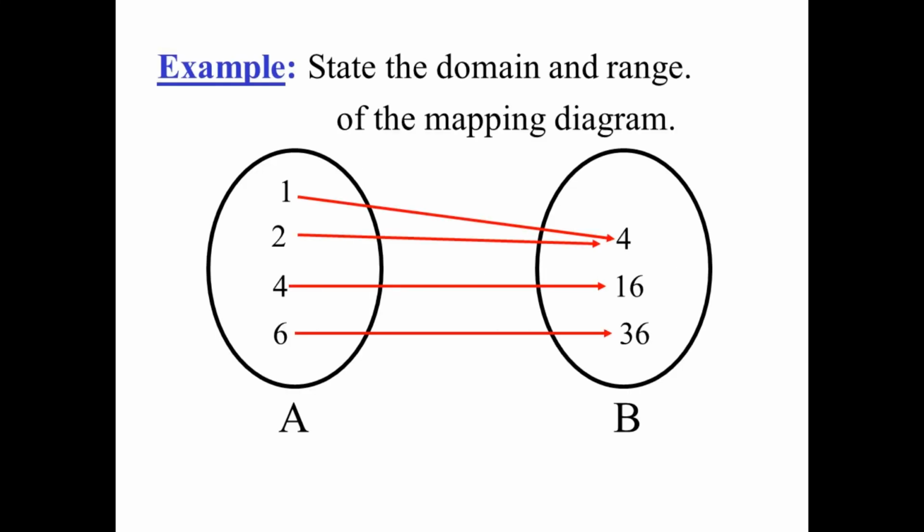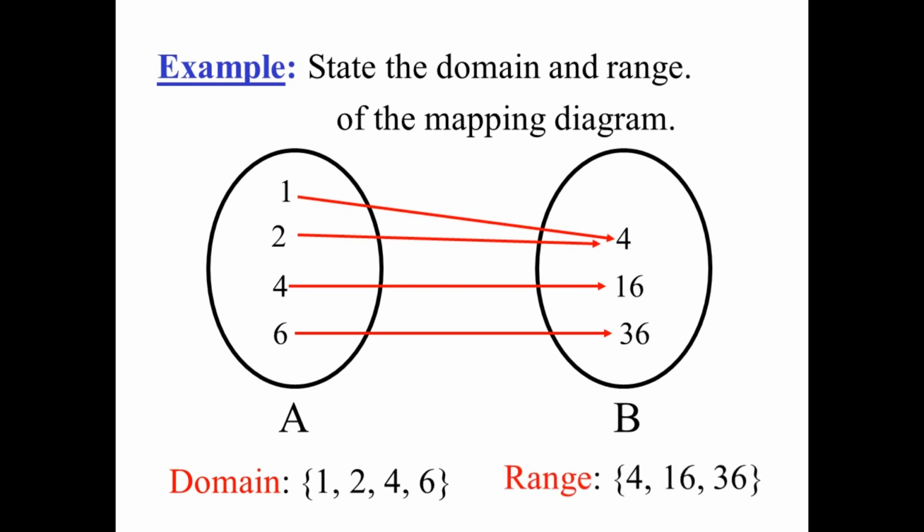Sometimes functions are represented with these mapping diagrams, which is just one bubble with some numbers in it, and another bubble with some numbers in it, and some arrows. Notice these arrows have tails and arrowheads. So these ordered pairs are (1, 4), (2, 4), (4, 16), and (6, 36). The domain of this relation is the first elements, and the range of this relation is the second elements.